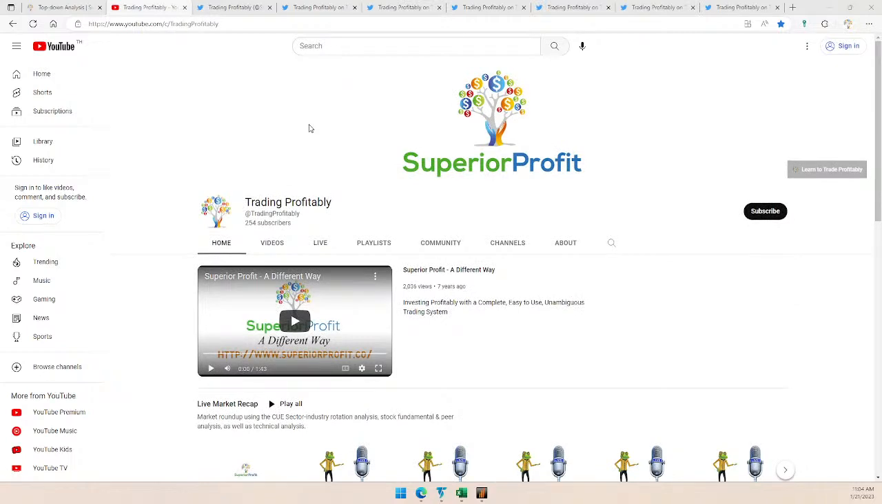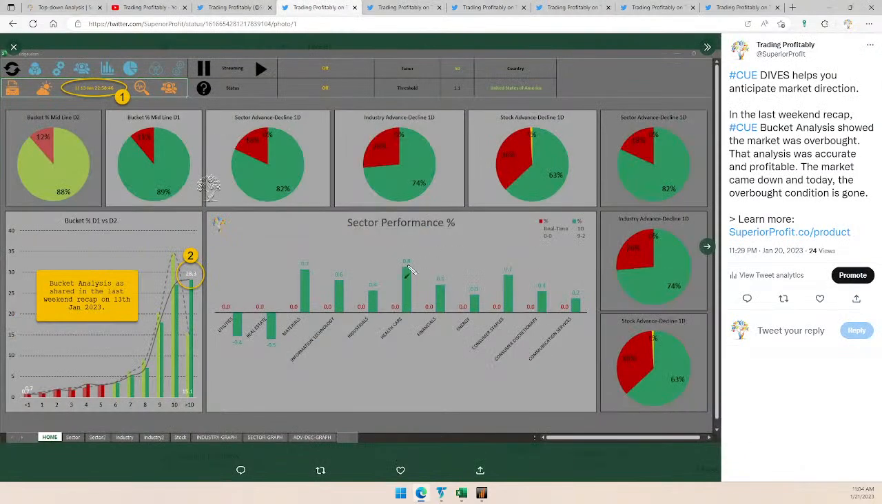In the last market roundup, I shared something. What did I share? Among other things, I shared the bucket analysis using QEdge and showed that the percentage of stocks in the uppermost bucket, that is percentage of stocks above upper Bollinger Band, was at more than 28%, and whenever it is 30 to 40%, it is overbought. Looking at that, I concluded that the market was overbought.